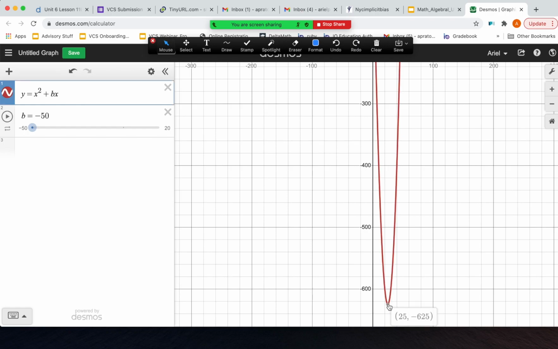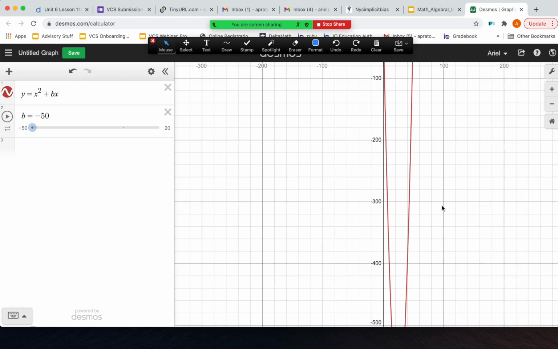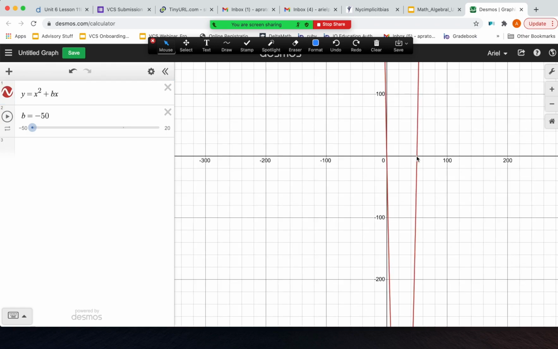Well, it looks like it's 25 for the vertex. What about the intercepts? Can you guess what they are? 50 and 0. And the x-coordinate of the vertex is 25. Do you see a relationship? Do you see a pattern?